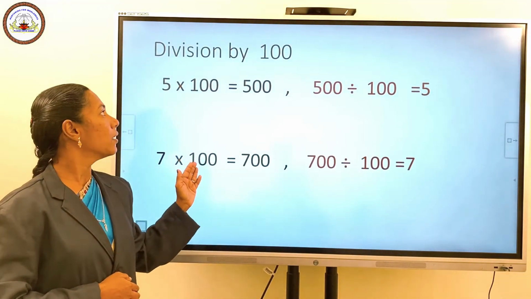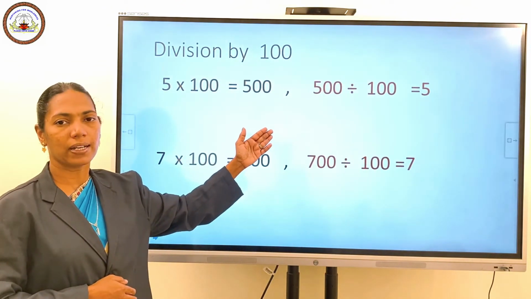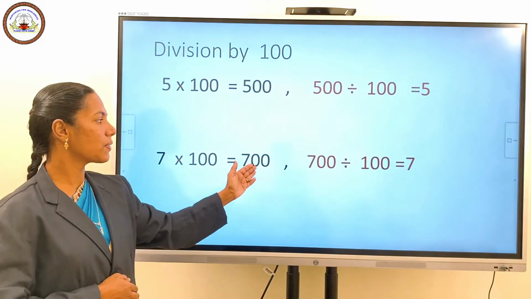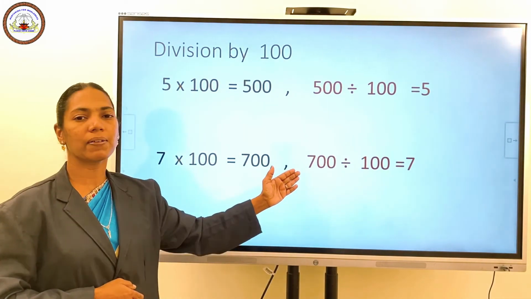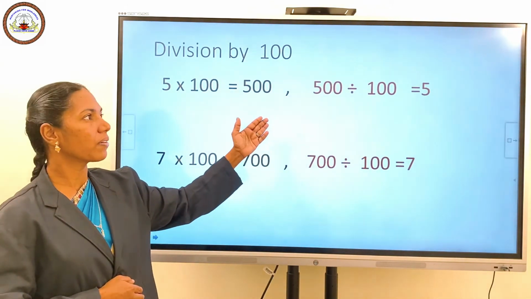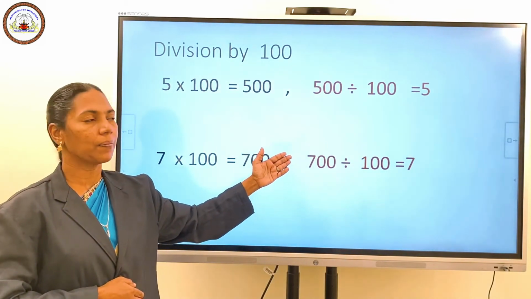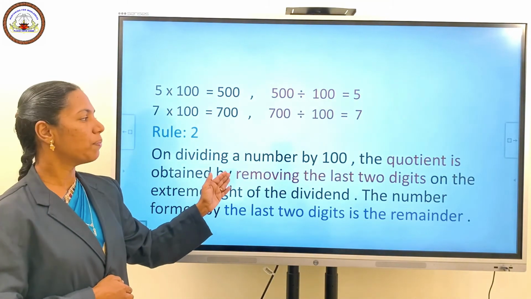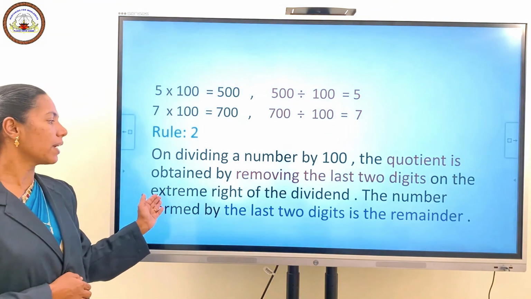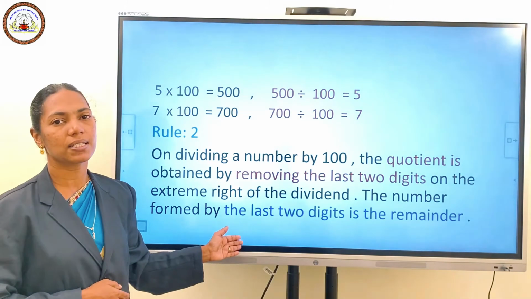Division by 100. You know 5 into 100 is equal to 500. The division fact is 500 divided by 100 is equal to 5. 7 into 100 is equal to 700. Division fact is 700 divided by 100 is equal to 7. Here, if we remove the last two digits, we will get the quotient. And those last two digits are the remainder. The rule is on dividing a number by 100, the quotient is obtained by removing the last two digits on the extreme right of the dividend. The number formed by the last two digits is the remainder.